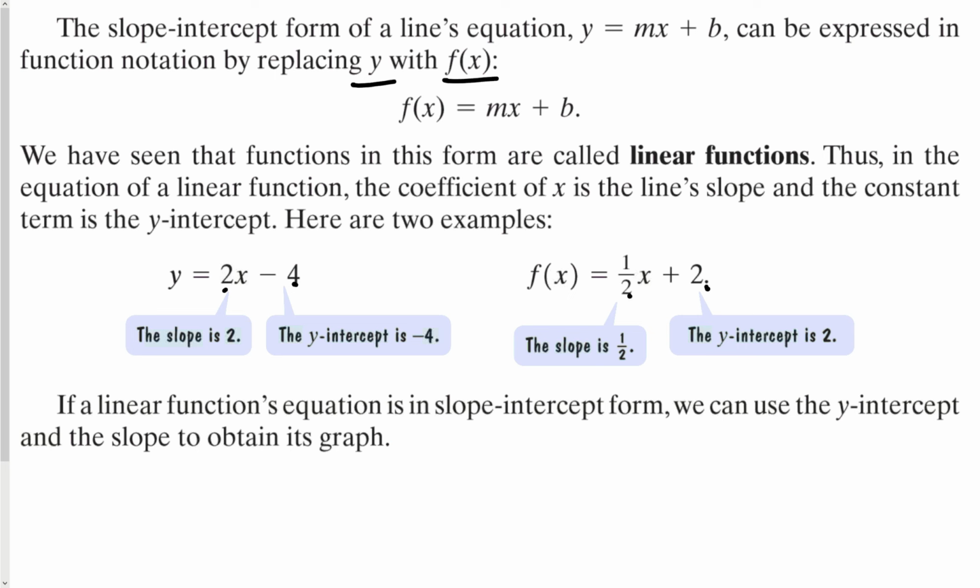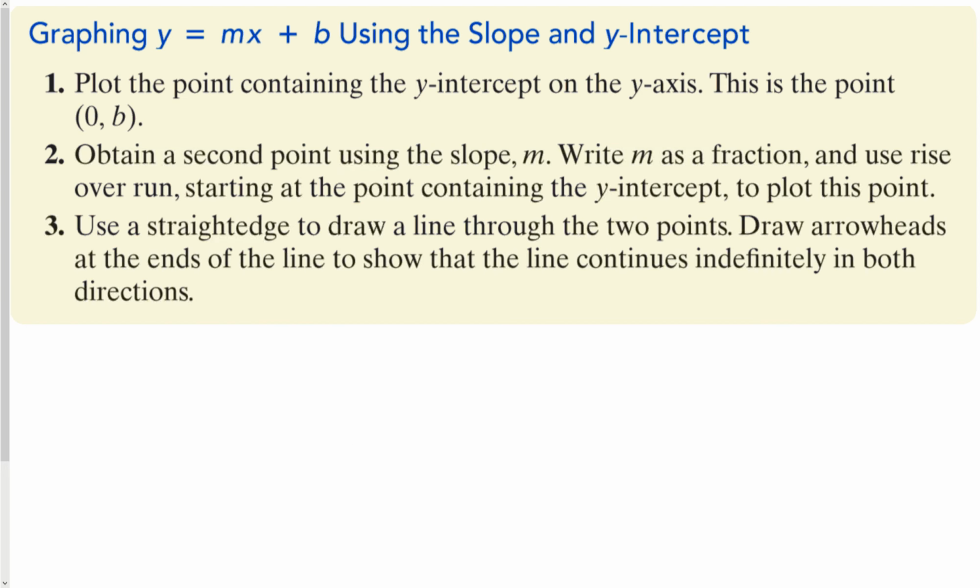If y is by itself, or if it's in function notation, right, you don't really ever have function notation unless f of x is isolated on the left-hand side. If we're in function notation, the slope is always the lead coefficient, and the constant term is the y-intercept. Okay? And if it's in this form, we can use both of those to get the graph.